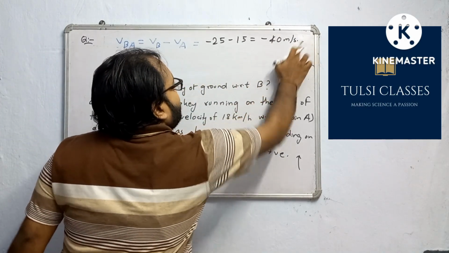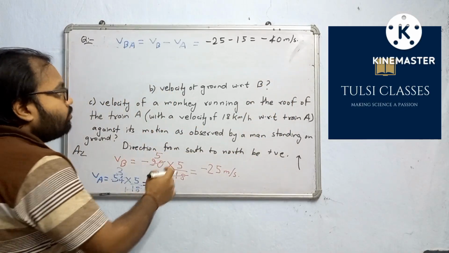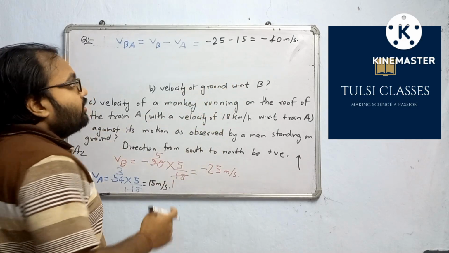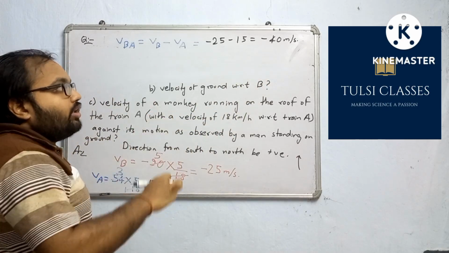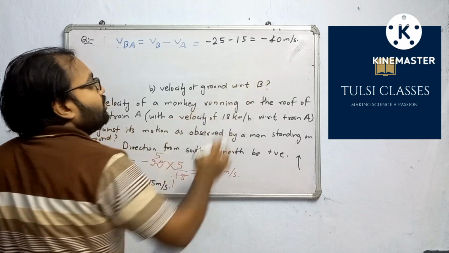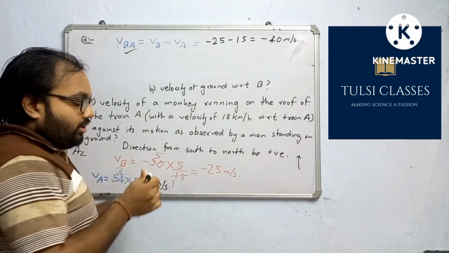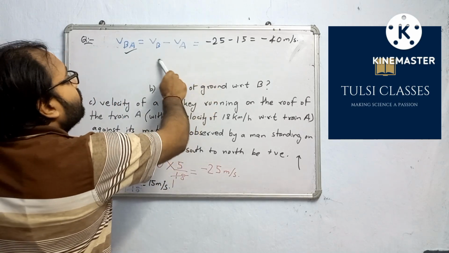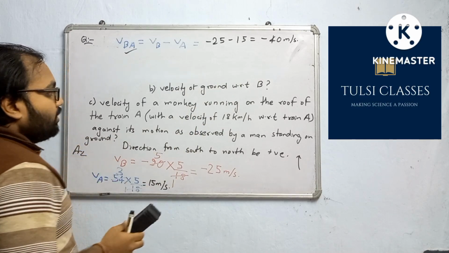So the passenger in train A will observe the train B to be moving in south direction with a speed of 40 meter per second, because it is negative sign. So it will appear to move in the south direction with 40 meter per second. This is velocity of B with respect to A. That means the passenger in train A will observe train B moving at minus 40 meter per second.